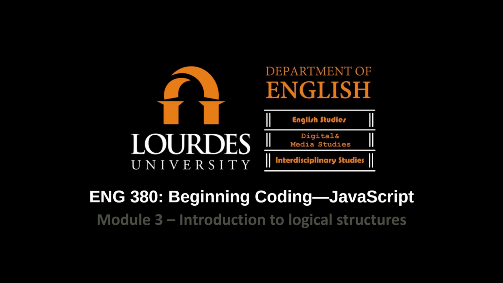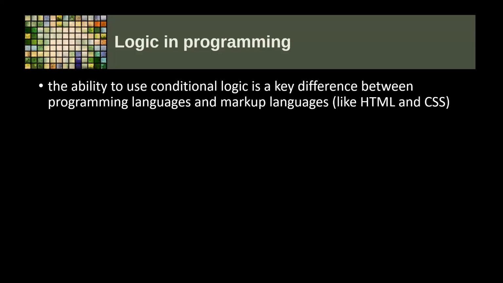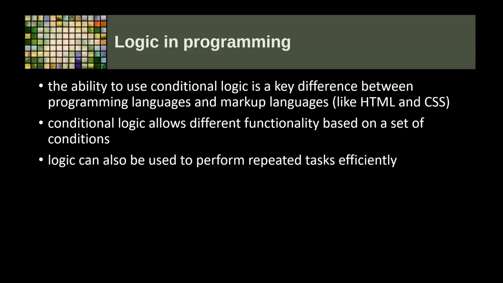So in this module, we're going to talk about logical structures. I'm just going to introduce them conceptually here, and then we'll do some coding examples in the next couple of videos. So logic in programming is basically the ability to use conditional logic. And this is a key difference between programming languages and markup languages like HTML and CSS, because conditional logic allows different functionality based on a set of conditions.